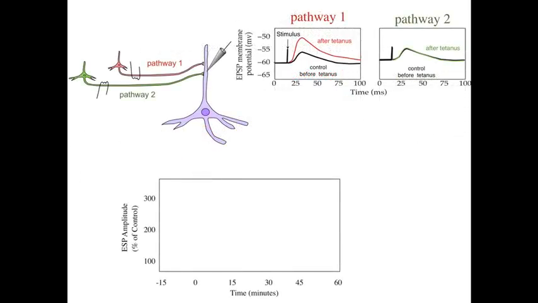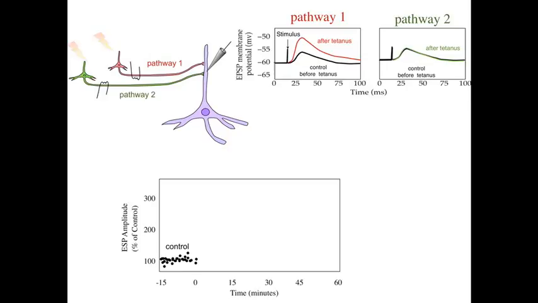Okay, so now what we can do is plot the complete record over time, and we're going to do that in the bottom panel. And what we're going to do first is stimulate cell 1 and cell 2, but very, very slowly. Boom, boom, boom, alternate between the two, and we're going to get these control responses. The control responses are shown as the black records in pathway 1 and the black record in pathway 2.